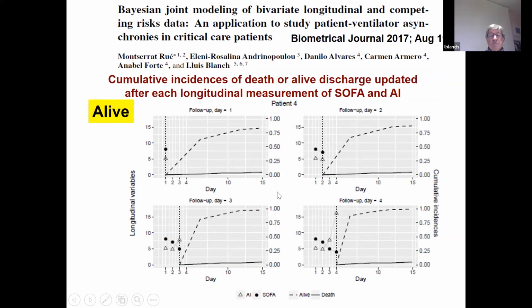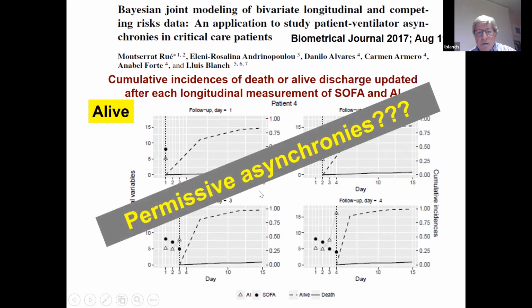Why is that? Because probably when the patients start to interact with the mechanical ventilation, because the sedation is off and the patient is doing okay, up to a certain point, there are some asynchronies or desynchronies between the patient and the ventilator. The key point is when those asynchronies turn bad. So maybe we can coin the term permissive asynchronies.